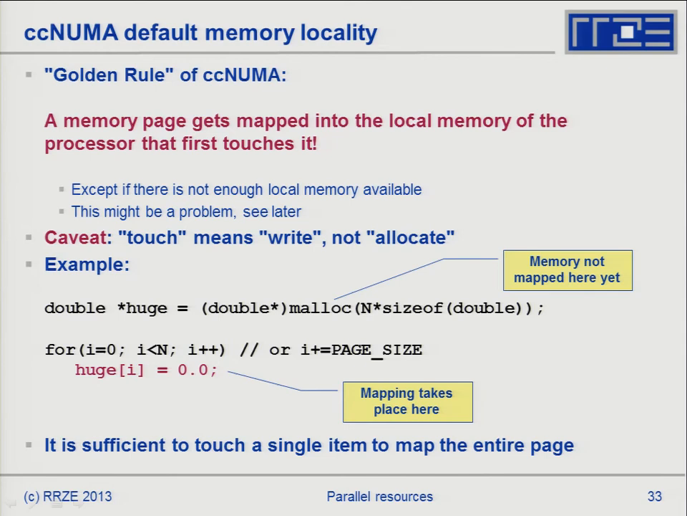Okay, so let's go on. We were just into the golden rule for ccNUMA, which says a memory page gets mapped into the local memory of the processor that first touches it. After allocating memory, although you already have an address in your pointer variable, so you think there's some memory there to store things in, it's actually not. You only have a logical address. And the mapping between the physical pages and the logical pages is done on the first writing to a page. If one thread is the first to write to a page, then the complete page gets mapped into this processor's local domain if there's enough space left.